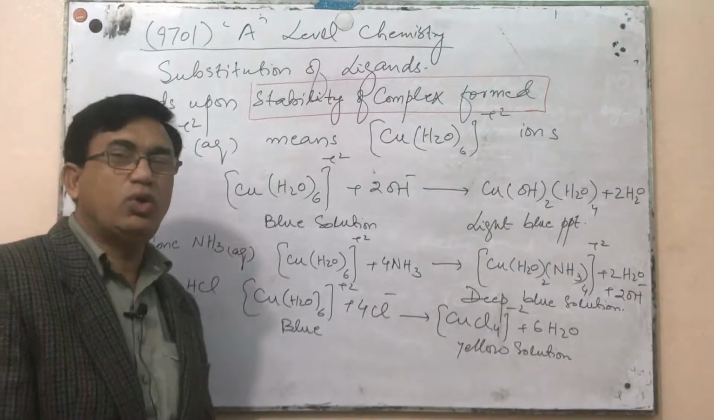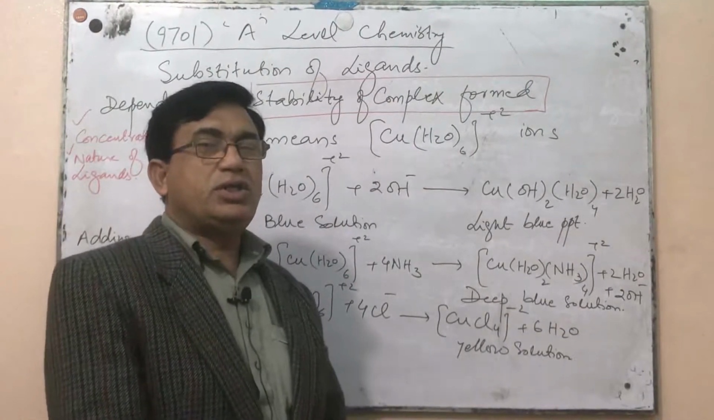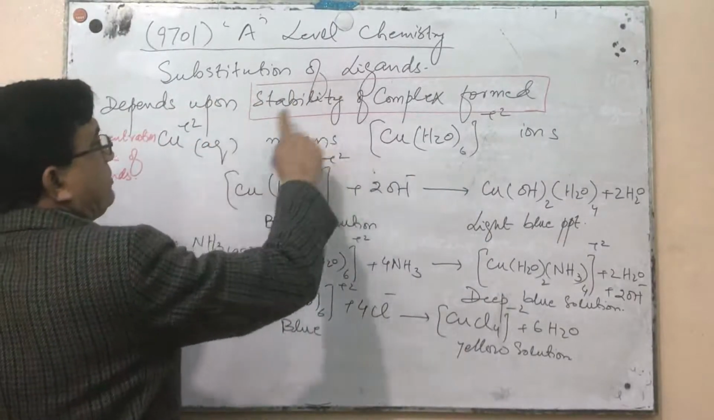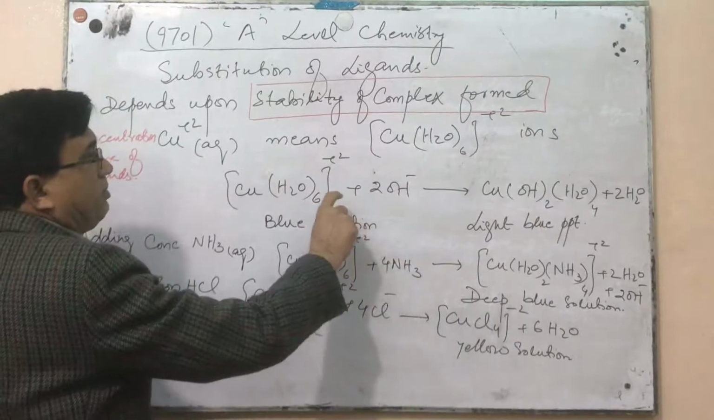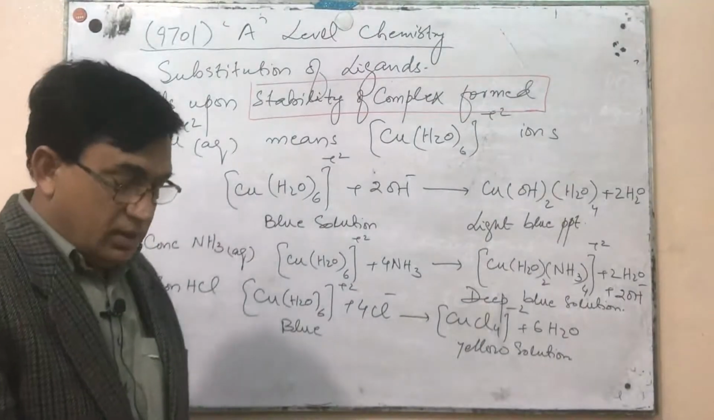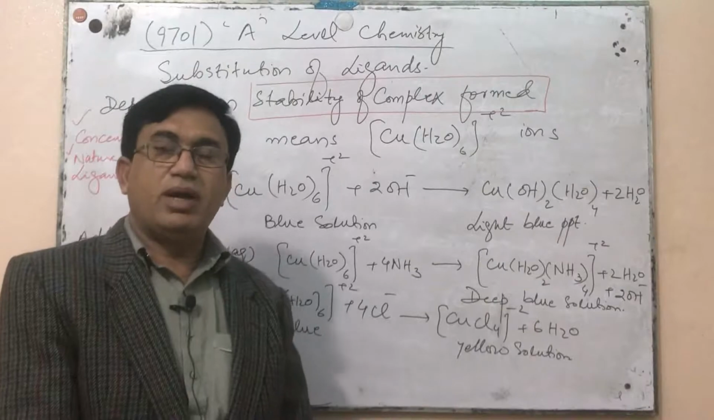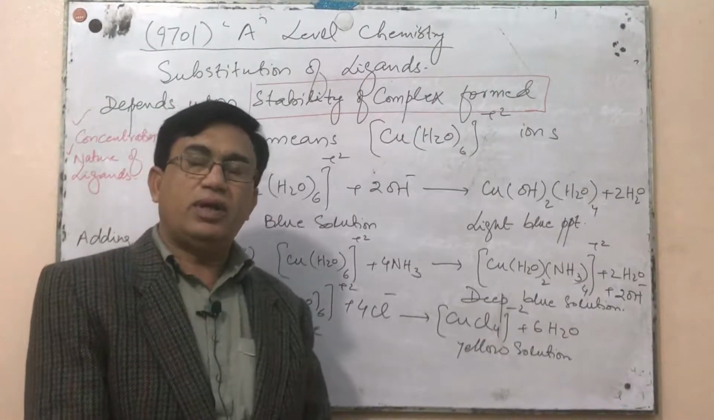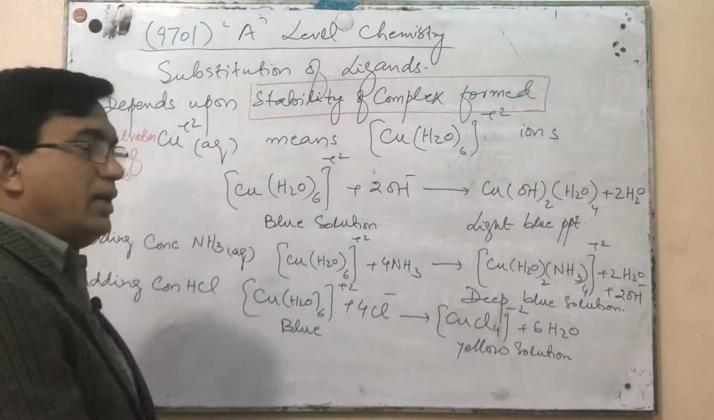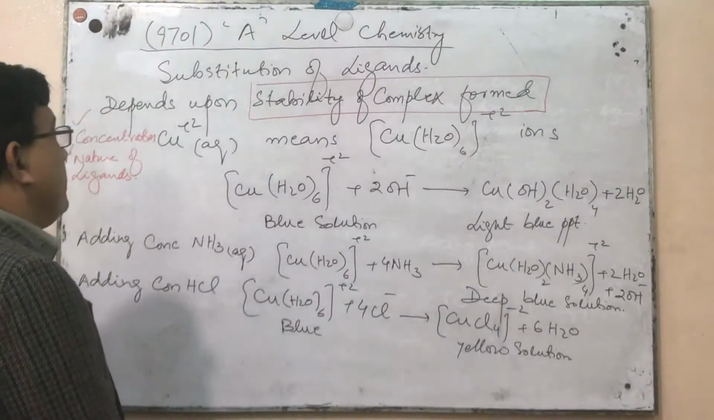Whenever a coordination complex is formed, its stability matters. Ligand substitution is mainly affected by the stability of the complex formed. If the complex formed is more stable, then ligand exchange will become difficult. And if the complex formed is unstable, then ligand exchange will take place quite easily.